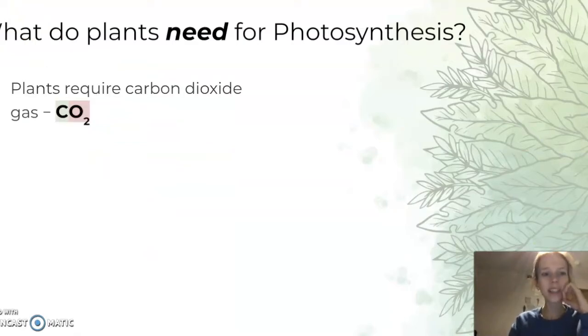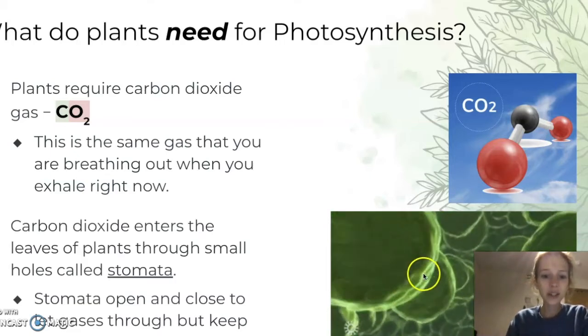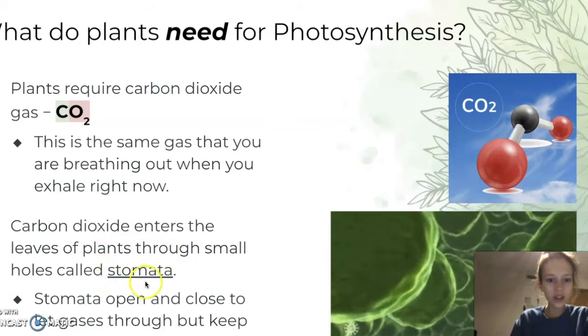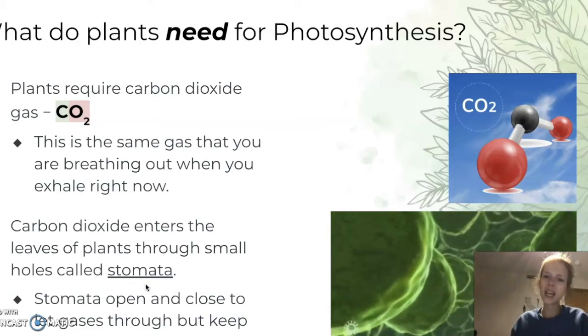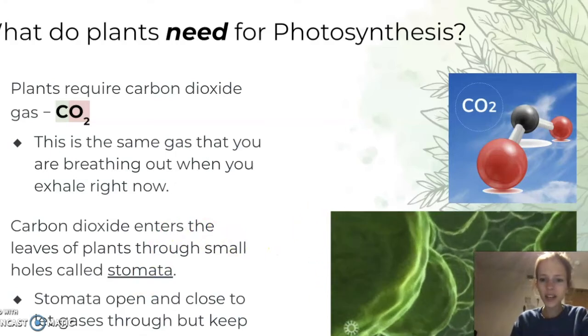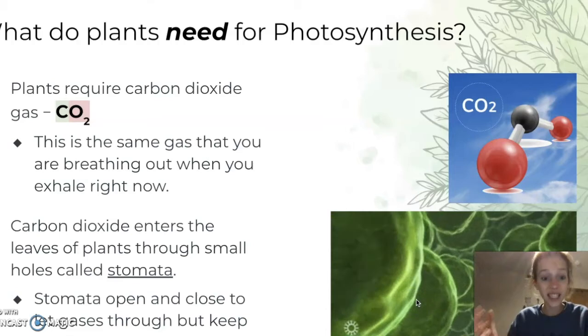So, what do plants need in order to do photosynthesis? One thing they need is carbon dioxide gas. You might have heard about CO2. This is what CO2 looks like to a chemist, and it's the gas that you breathe out when you exhale. Now, if CO2 is traveling inside a plant, it goes through these small holes in the leaves called stomata. Stomata open and close to let gases through, but keep important things like water inside the leaves of a plant. So this cool video is showing us what it looks like to travel through a stomata of a plant into the interior of a leaf.